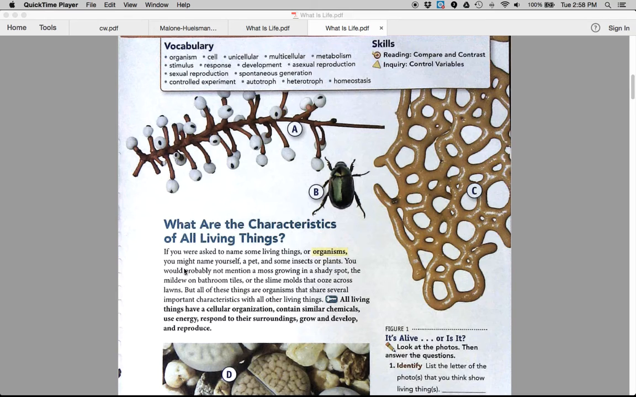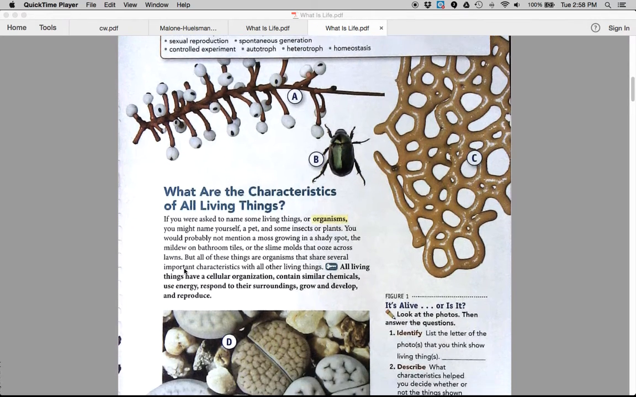And just like in our last unit, when you had to know the characteristic of a substance to be a mineral, you have to know these things here. So here they are. All living things have a cellular organization, or made of cells, contain similar chemicals, use energy, respond to their surroundings, grow and develop, and reproduce.